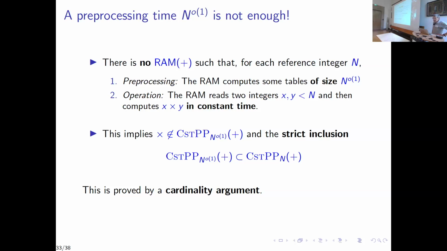This is proved by a cardinality argument. It's very easy. We have to have more than tables of this size. More than, it's not sufficient to have this size. It's not a question of time. It's a question of pre-computed objects. It's a little more than we want, but we have.